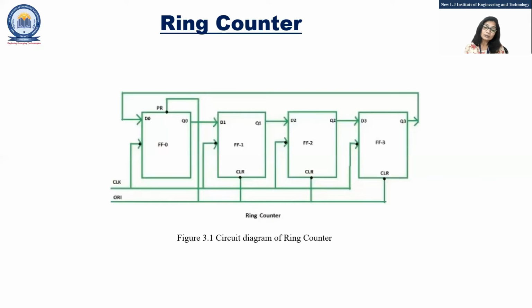Now what happened at the fifth clock pulse? This Q3, that is 1, I am applying back to this Q0. I mean, this Q3, that is 1, we are applying back to D0. So Q0 is now 1, but the remaining will be 0. So 1, 0, 0, 0 in the fifth clock pulse.